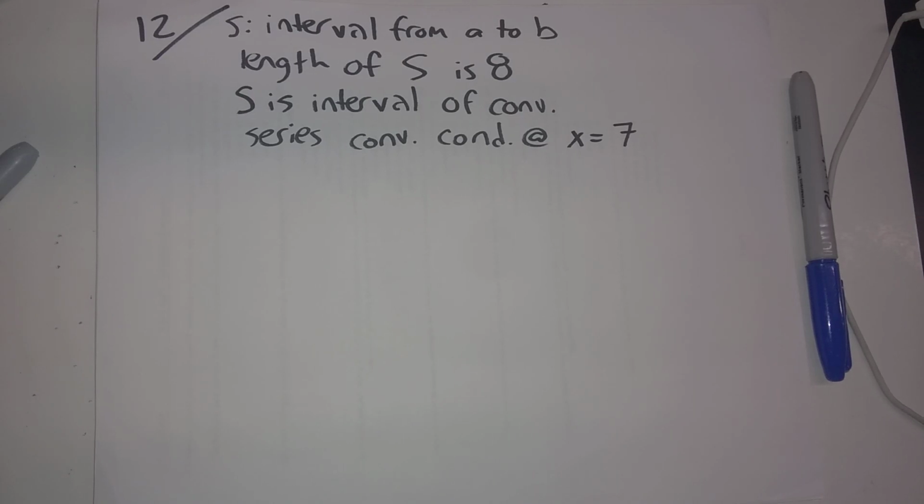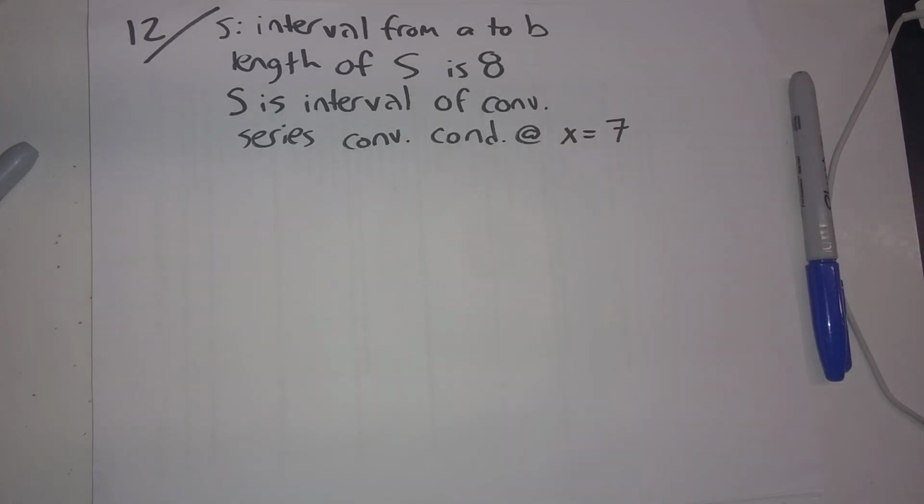Problem number 12. Assume that we have an interval S, endpoints A and B, where A is less than B. We're not saying whether it is open or closed, we're not saying yet at the endpoints. However, we're saying there is a power series with the following property. S is exactly the set of points where the power series converges. The length of the interval S is 8, and the power series converges conditionally at x equals 7.